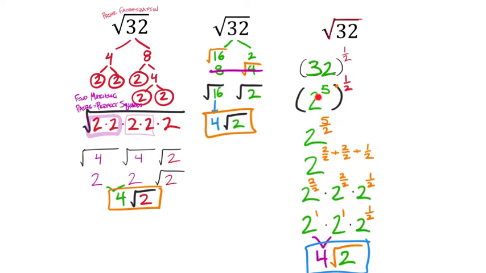You could have split this up over here. You could have taken that at that point, and then made it 2 to the power of 2 times 2 to the power of 2 times 2, and then taking that to the 1/2.